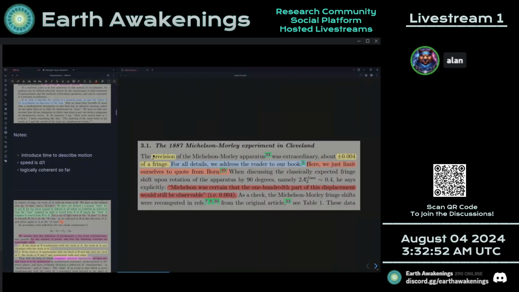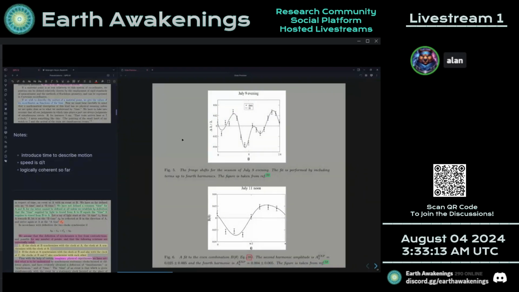So we're often left in the dark about the error tolerances and accuracy of the Michelson-Morley experiment. But we have Max Born, who went on record quoting the error tolerances as plus or minus 0.004 of a fringe. So that's pretty cool that we have an actual number to put a name to the face, as they say. All right, now we're going to look at the harmonic analysis by your boy.